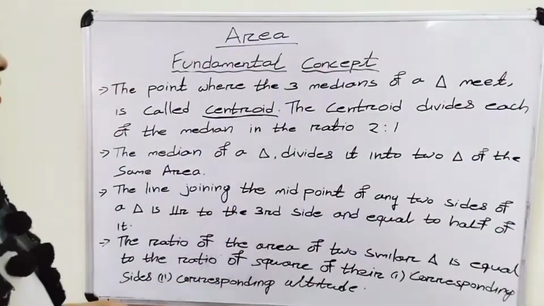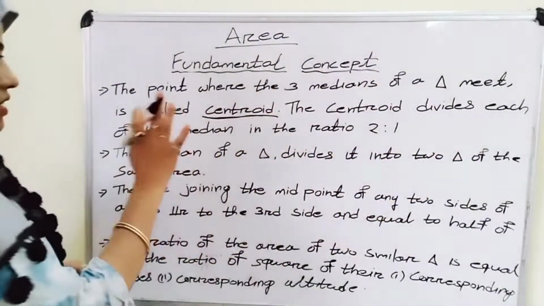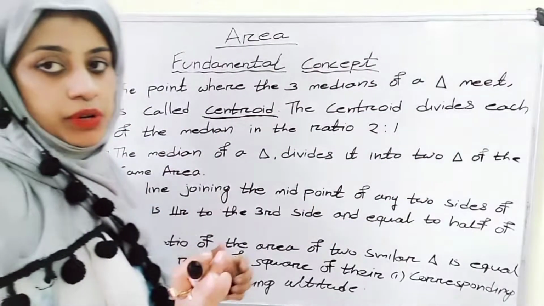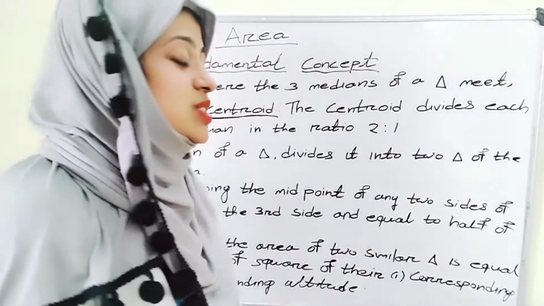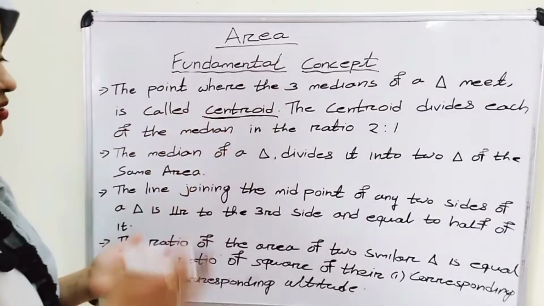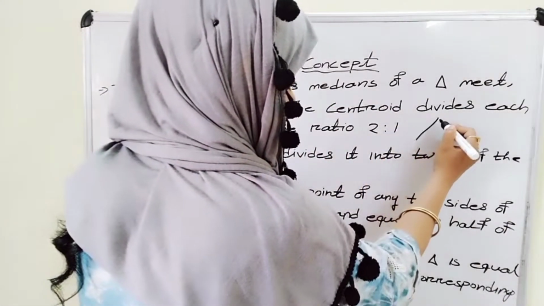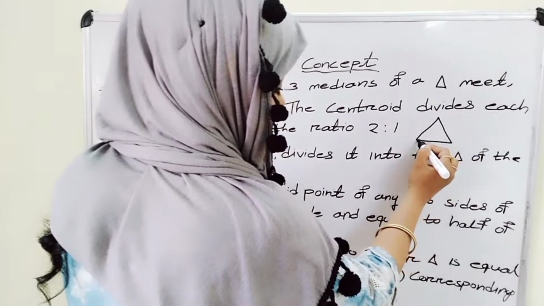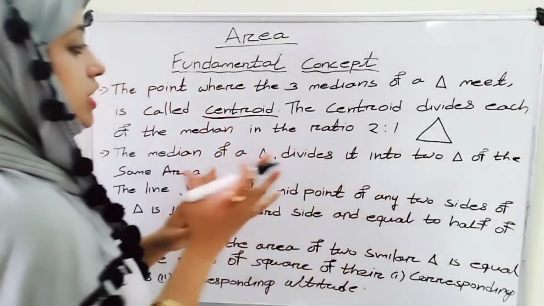Okay, next, the point where the three medians of a triangle meet is called the centroid. Have you heard this word? Let's get the concept clear. What is actually the centroid? The centroid is the point created by the meeting of three medians.